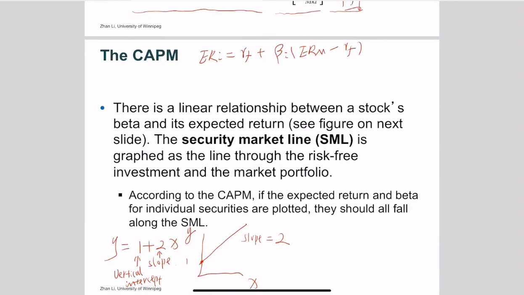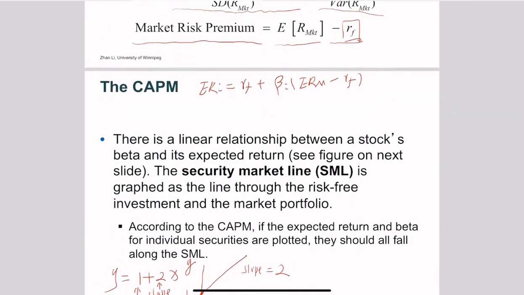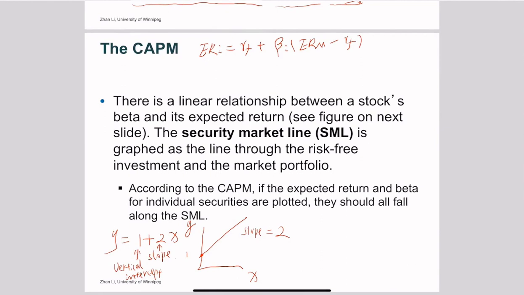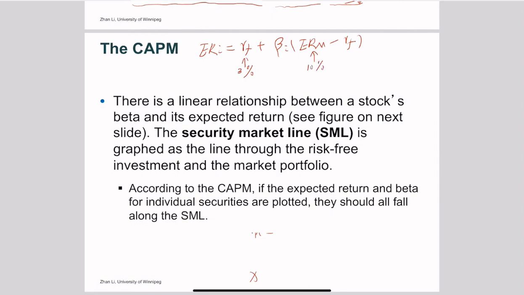Having learned about this, we can talk about how to draw out the CAPM model. Let me give you some numbers. Let's say the risk-free rate is 3%, and let's say the expected return of the market is 10%. Now you can see that the CAPM model can be simplified as the expected return of I equals 3% plus 10% times beta I.